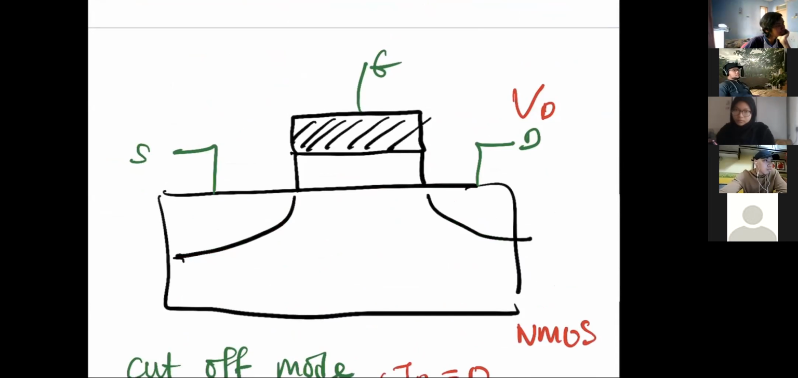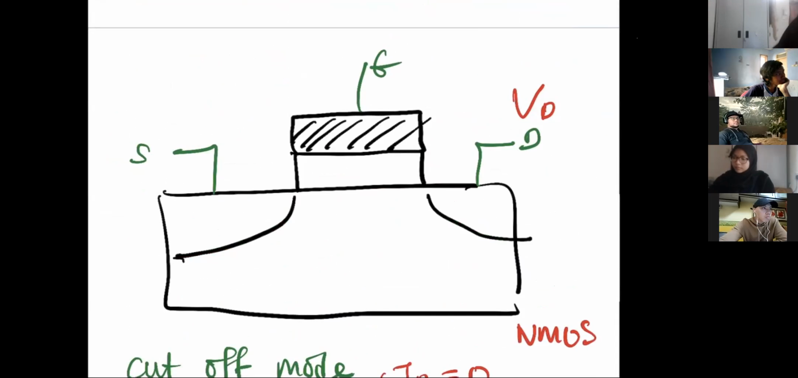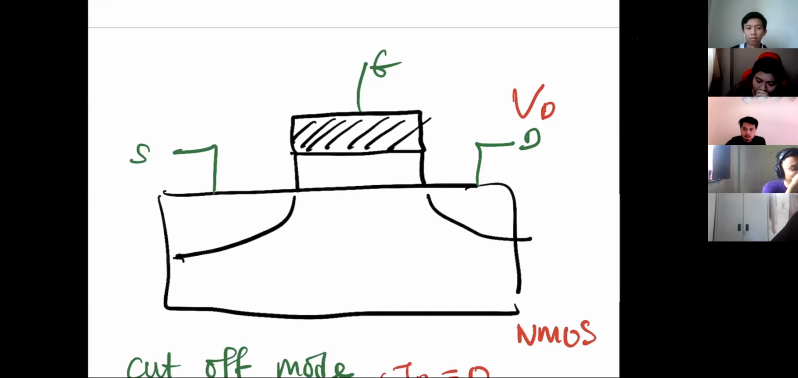Muhaimin lah pula. Tak dengar suara Muhaimin lagi ni. Kenapa tak ada video Muhaimin? Saya Zoom tadi lag. Oh, okay.